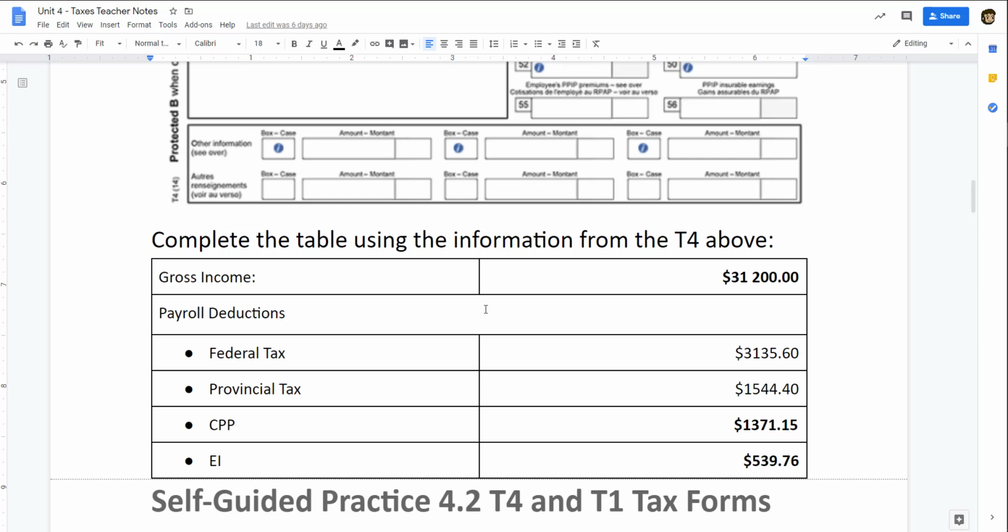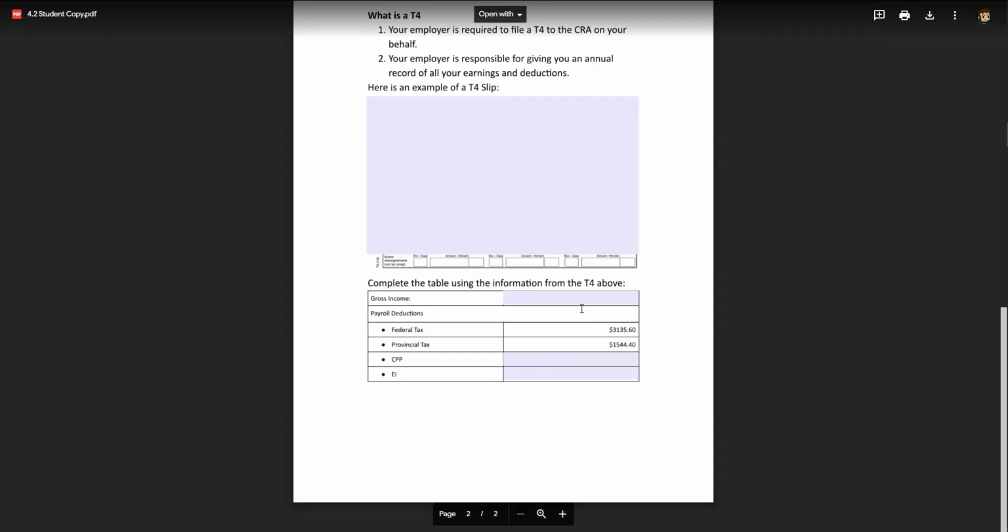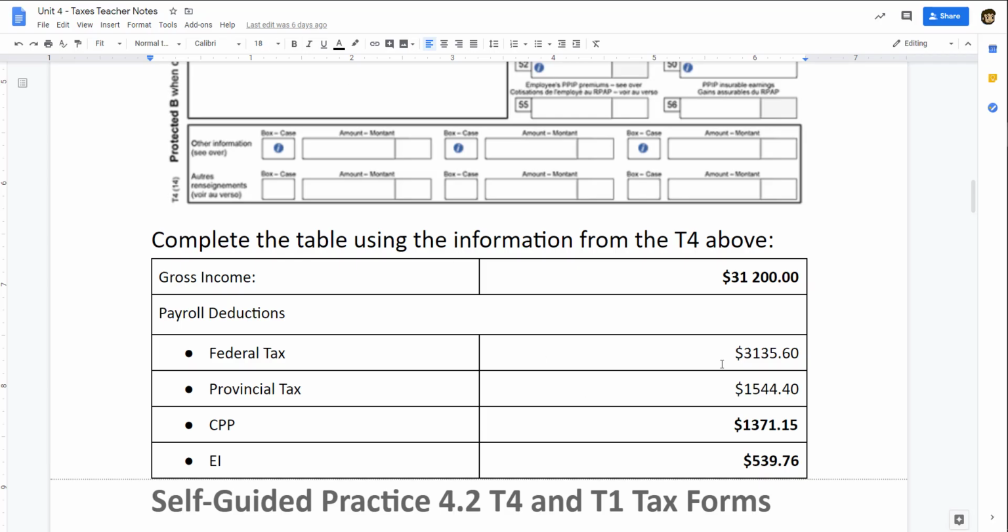Okay. Then I would have you complete the table. If you looked back over on the student copy, I'd have you complete it from what was above, and I would have revealed that on the smartboard, and then you could have filled it out here. Again, probably we'll go back and change that for next year.